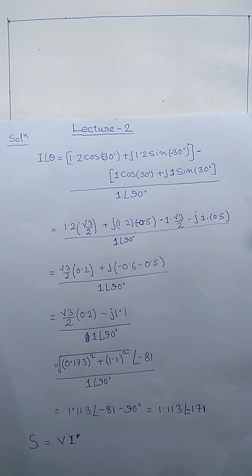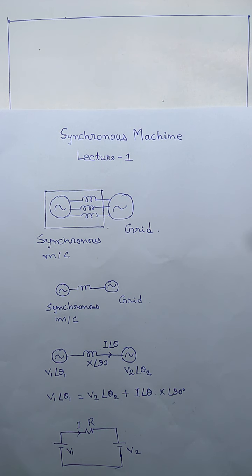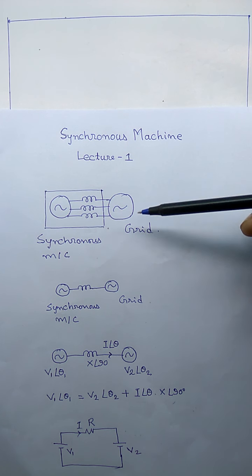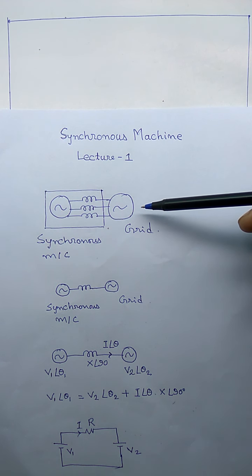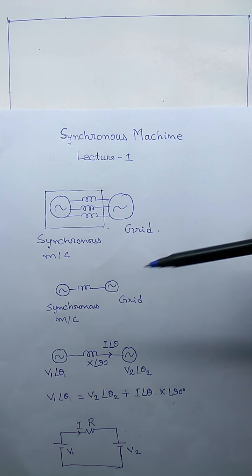Let's start our second lecture on synchronous machine. Before we do that, let's see what we have done in the last class. In our last class, we said that a synchronous machine can be thought of as an AC source connected to another AC source through an inductance. A simple way to represent it then is using a single phase circuit.